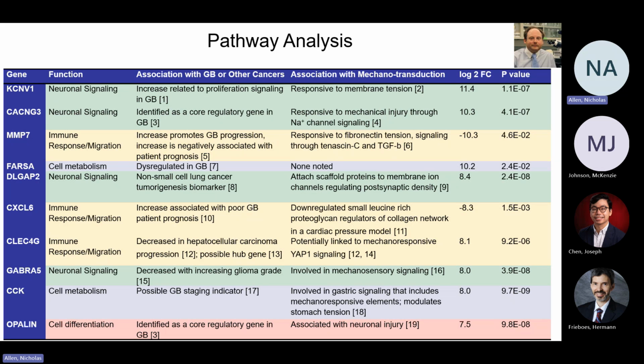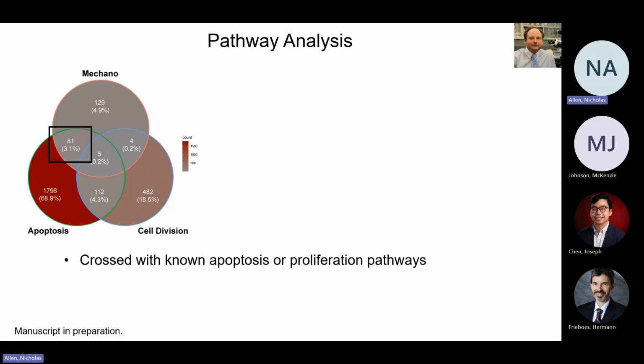Blue has to do with cell metabolism, and then at the bottom, we have cell differentiation. So these are some of the pathways that were implicated. But we also did a full pathway analysis, where we looked at the upregulated genes and whether they belonged to the family of cell division, apoptosis, and then the mechano at the top are the genes that were different. So we found that many more genes that were different intersected with apoptosis, 81, versus the 9 in cell division, actually 81 plus 5, so 86 versus the 9 in cell division.